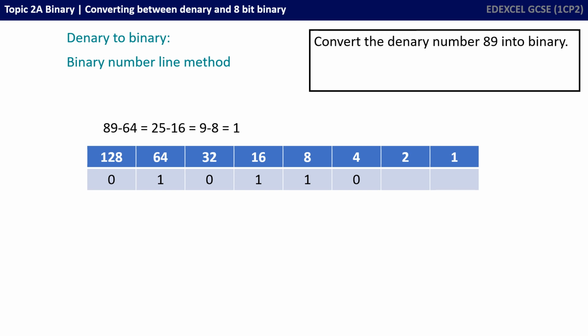4 doesn't fit into 1. 2 doesn't fit into 1. And finally, 1 fits into 1 once with a 0 left over. And again, you read from left to right, and you've got the binary for 89.